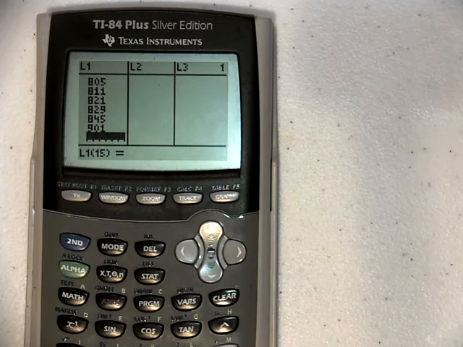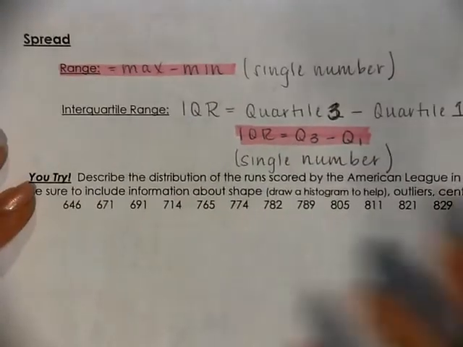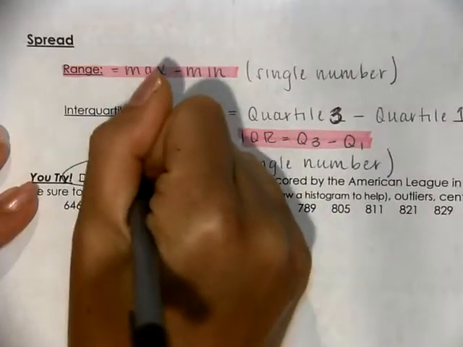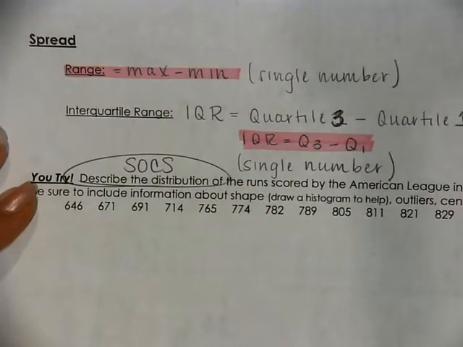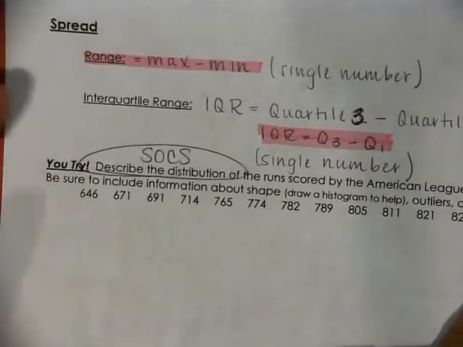You should have 14 pieces of data. So when you're done, it's almost like it's ready for data entry number 15. Now, we're going to talk, it says describe the distribution. Remember, describing the distribution means talk about the 4 key characteristics represented by SOCS. Okay? So I know it says you can draw a histogram to help.